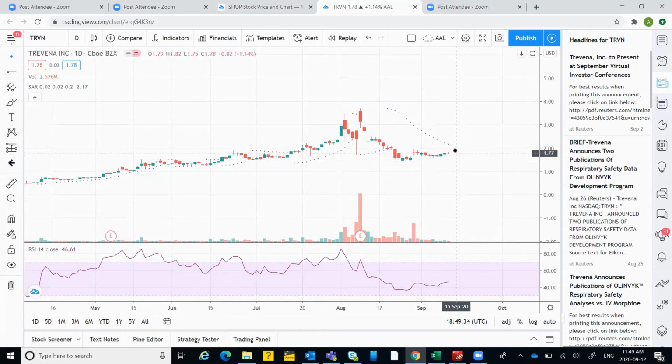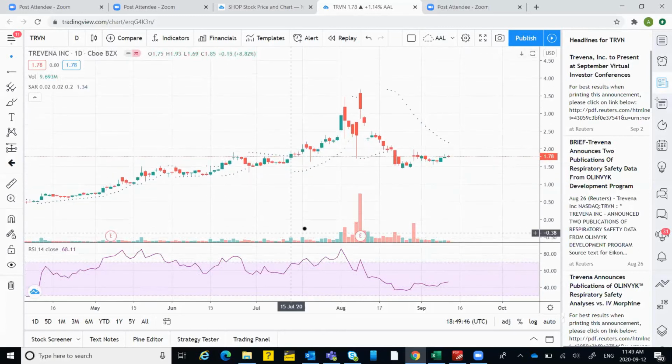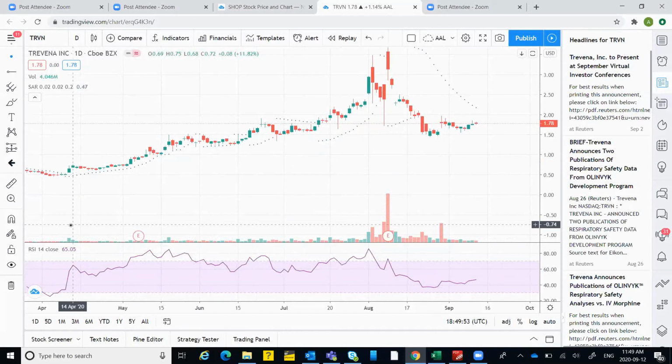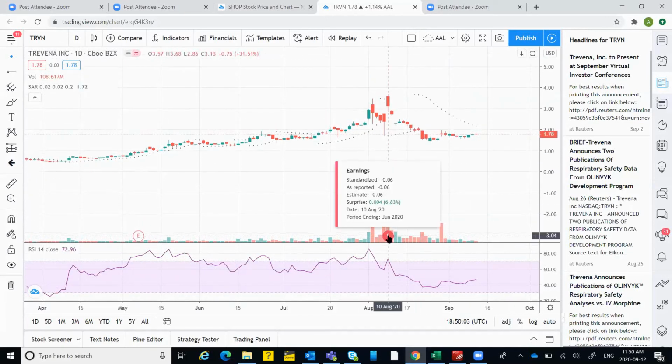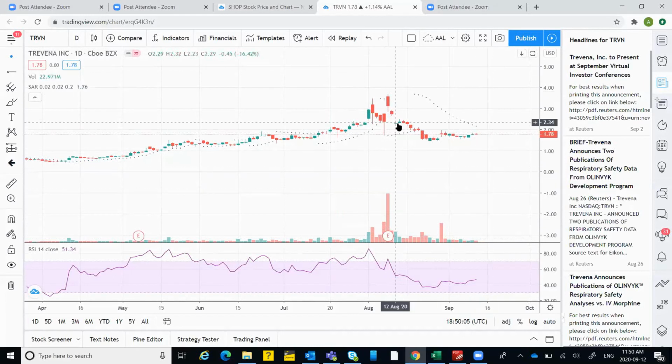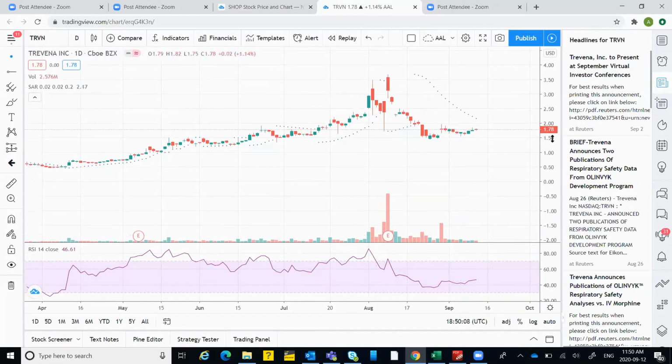TRVN has a sell signal here. Volumes are low. RSI is below 50, seems a downtrend in RSI, and the volumes are a little low. Volumes are extremely low here. Don't pick these stocks too often, where the volumes are very low. Look at the volumes. Volumes are very minimal, and here when it spiked, the volumes were higher, maybe because of the earnings news. Earnings were negative. Okay, now let's see this candle.